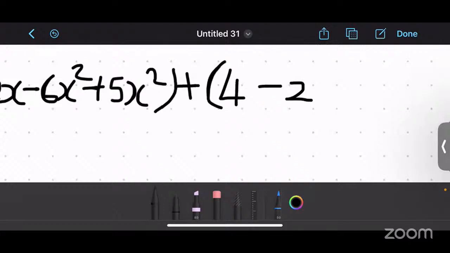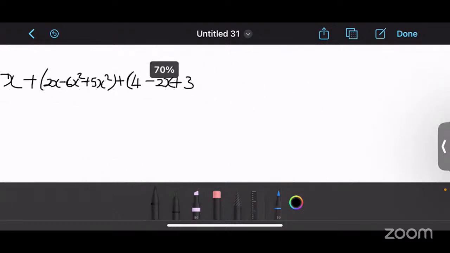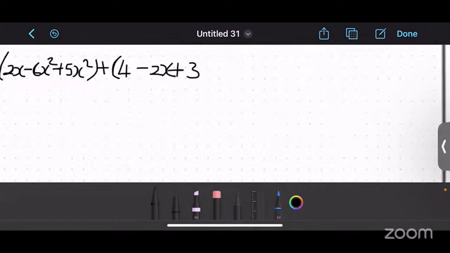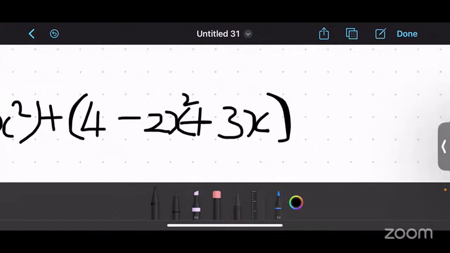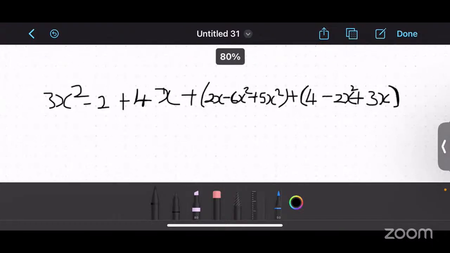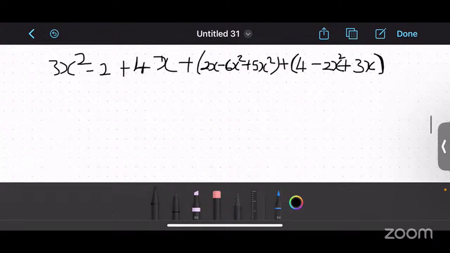4 minus 2 plus 3. I think this one has x squared and the 3 has x. Squared and x, like that. This is how they want us to do it, Manahil. Basically, this is what they are saying.